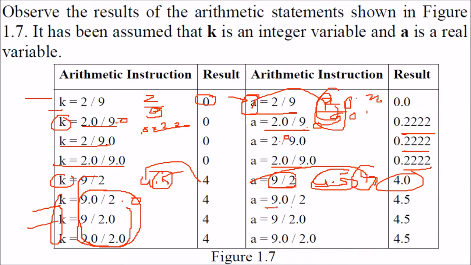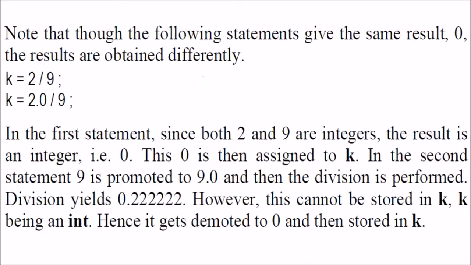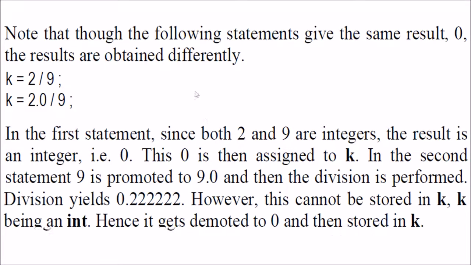But here the case is different. 9.0 by 2.0 will give you 4.5, and 4.5 can be assigned to a. Similarly, 9.0 by 2.0 can be assigned to a, and this 4.5 can be assigned to a. You just have to see what I have explained, what you have on the left hand side. Depending upon that, the promotion and demotion will take place.